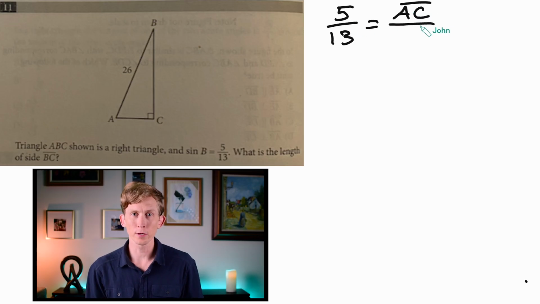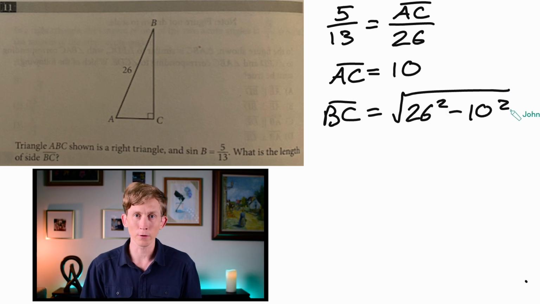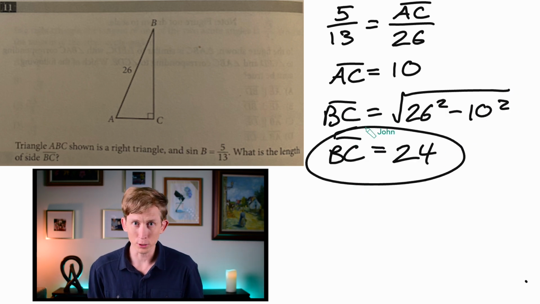At the next level, given sine of b is 5/13 in a picture like this one, you need to be able to solve for the missing sides. Remember that sine of b is equal to the ratio of 5 to 13. The opposite side and the hypotenuse do not need to equal 5 and 13. If we set up a ratio like this, we find that AC is 10, and we can get side BC using the Pythagorean theorem, or better yet, using a special triangle.